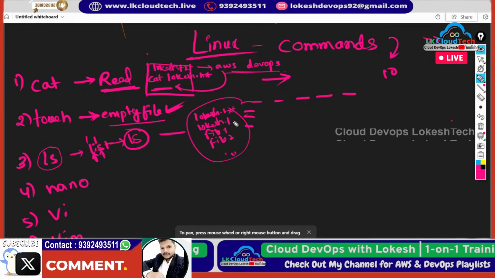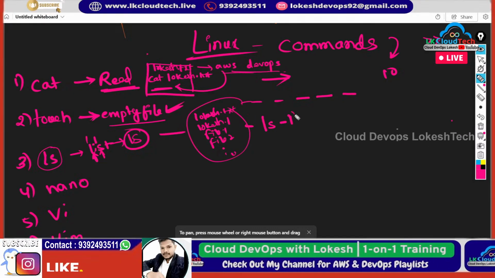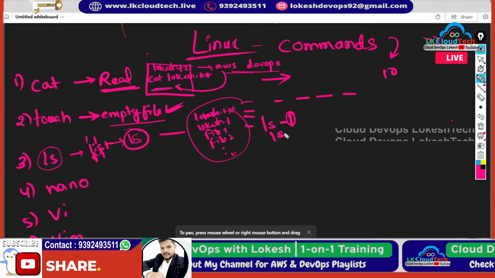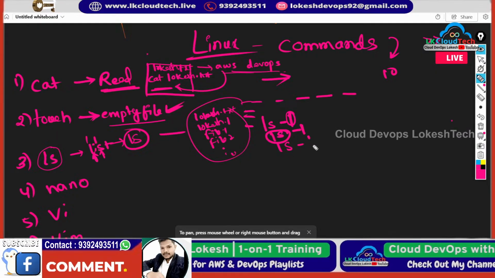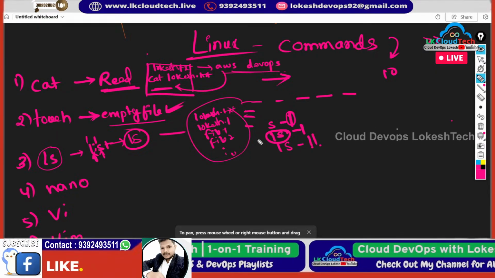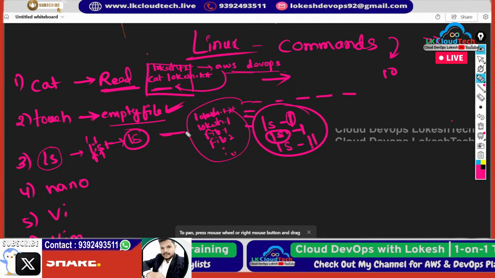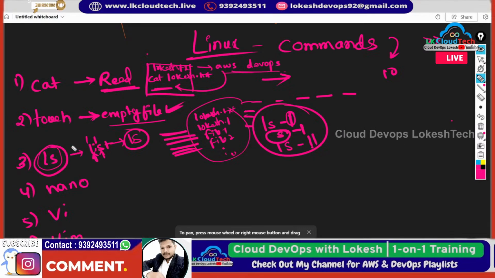But if you want this in a vertical way, you can use ls hyphen l. L means long. ls means list, and ls hyphen ll means long list. We will also cover this, no problem. To see the files in a list format, we are going to use this command.